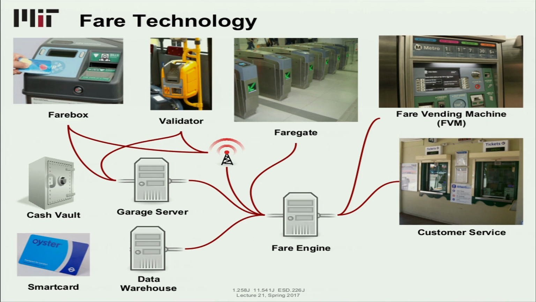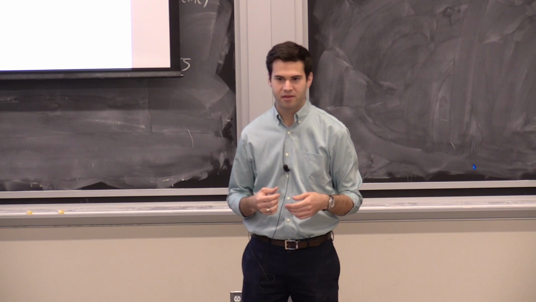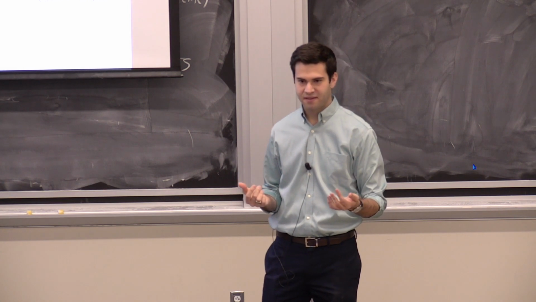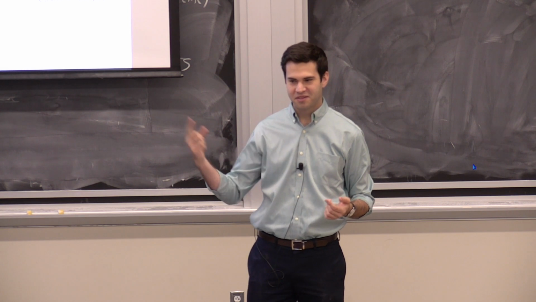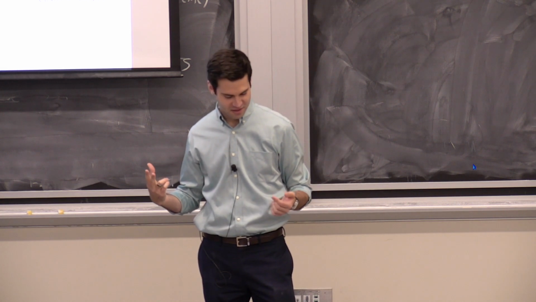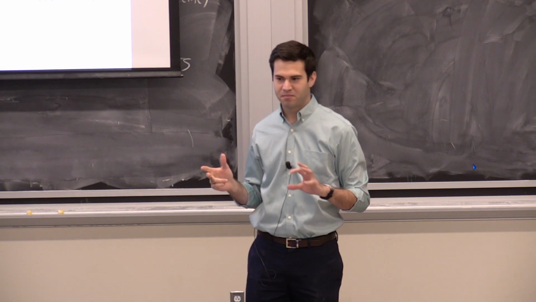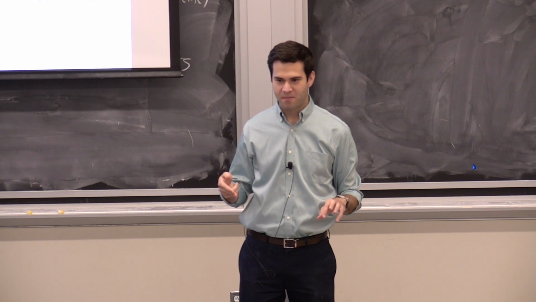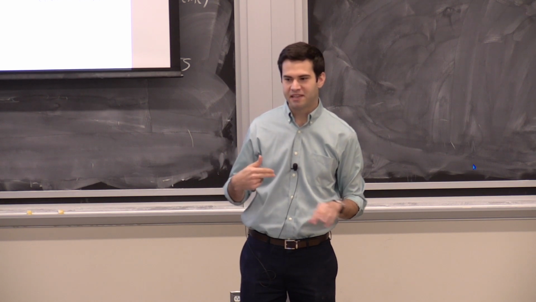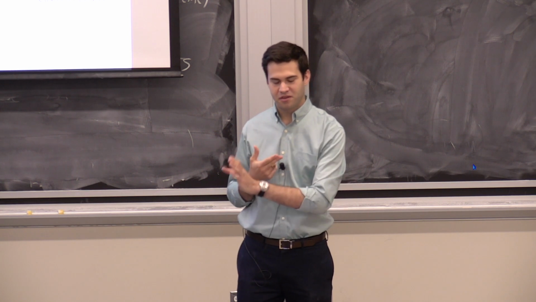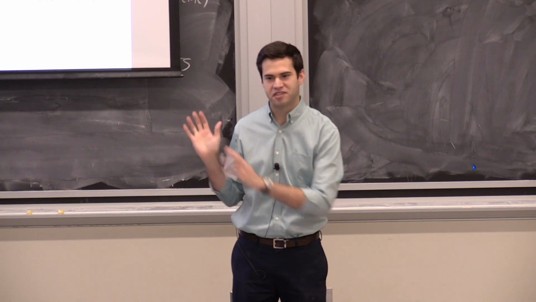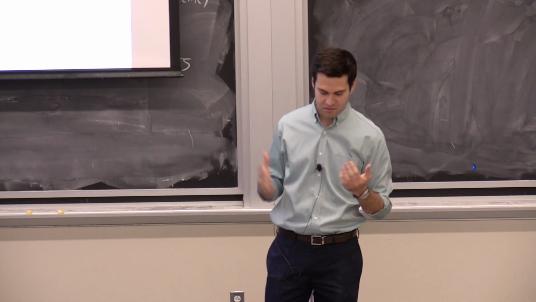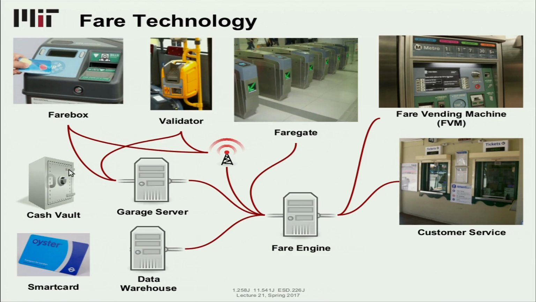So what happens, and this is being done in London, for example, with contactless bank cards, is that maybe the first time that a card is seen, there is this dialogue and validation. After the card is marked as trusted, then it can just validate immediately, and the actual deduction can wait a little bit and be sent in batches to the fare engine. So yeah, there's a cash vault.